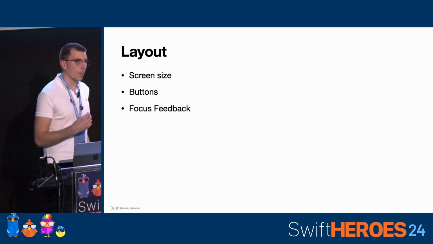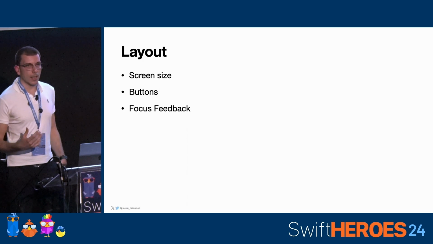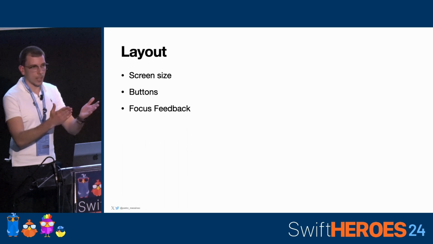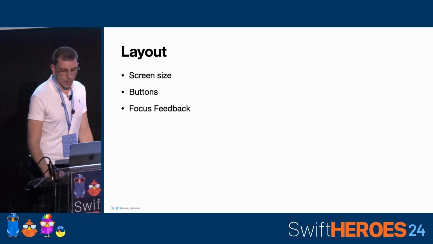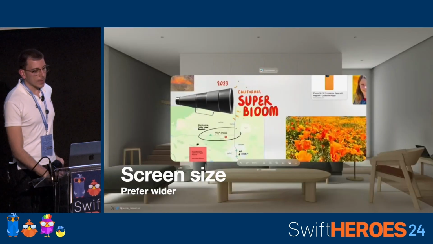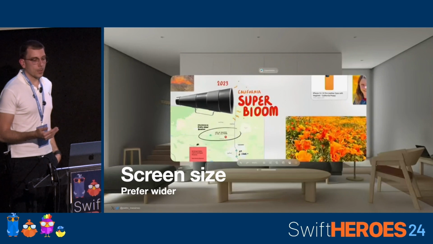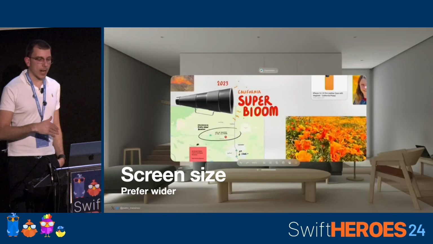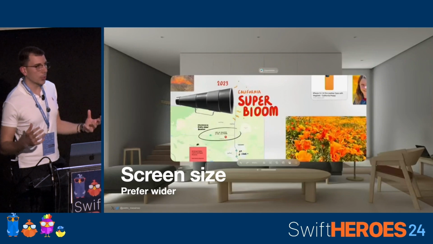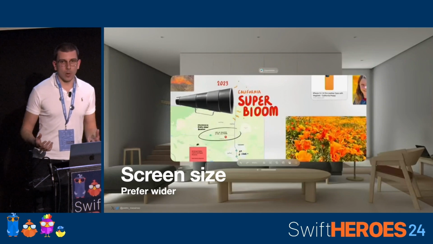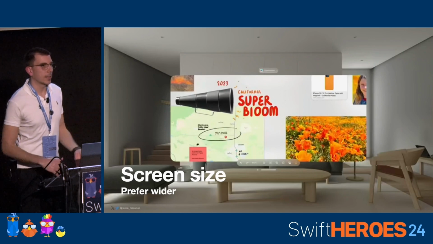Because if you do not make a component which reacts to the focus in an easy way, the user will be misled and confused about what he is actually looking at, which button, which item. So let's see the screen size. Generally, people prefer to move the head left and right rather than up and down. So if you have an app with so many components that they don't fit into the window, just make it wider instead of higher.